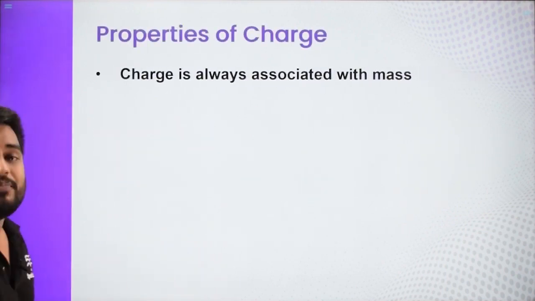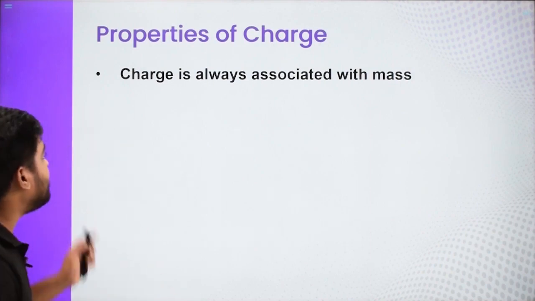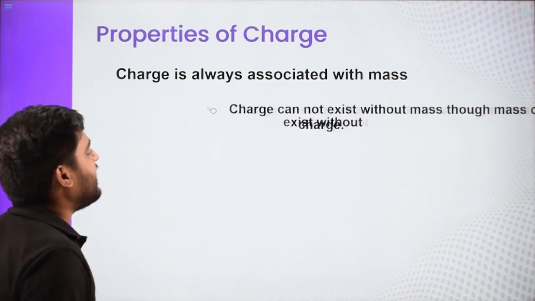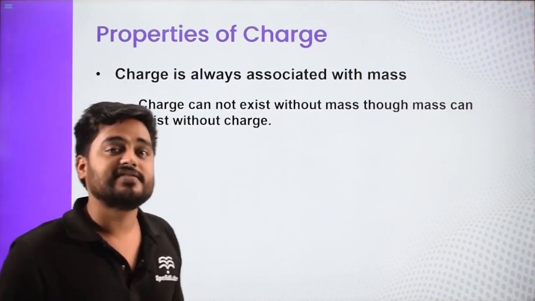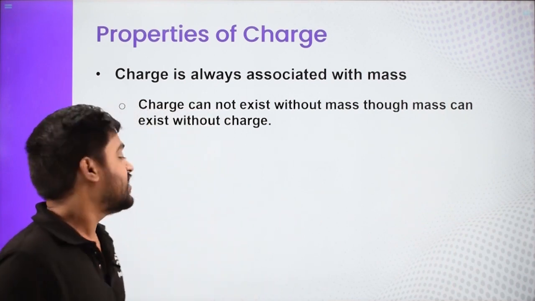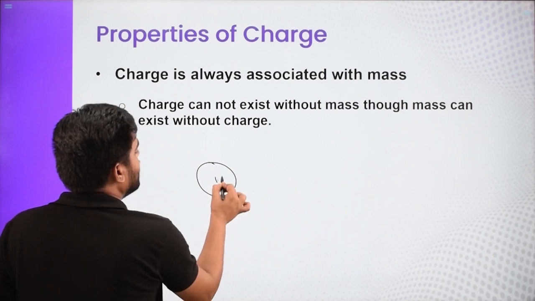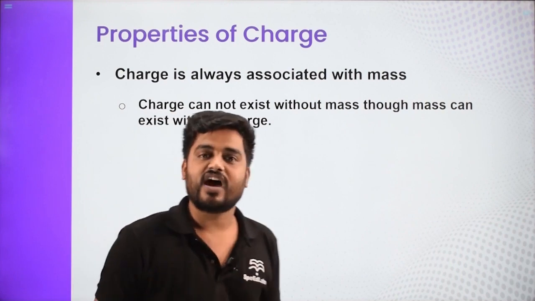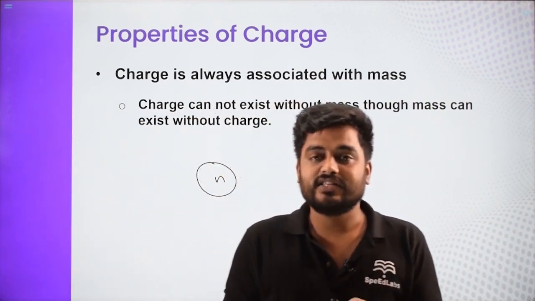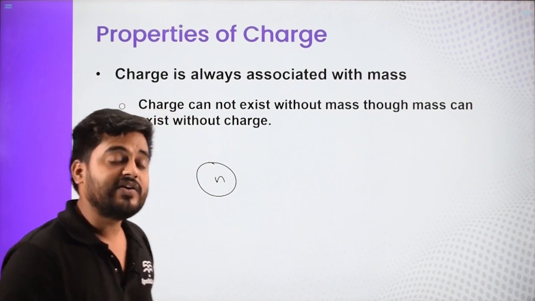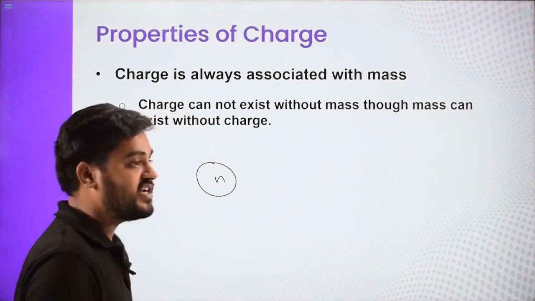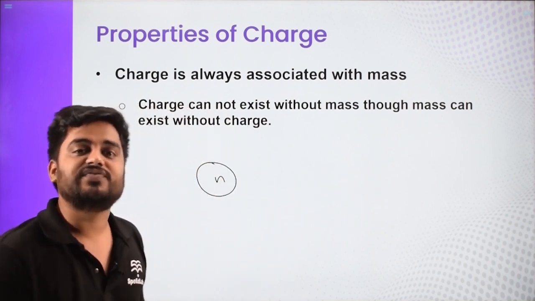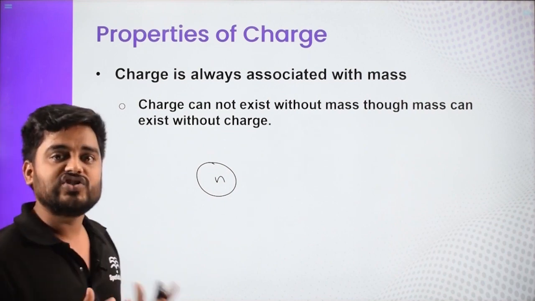Let us discuss the properties of charge. We'll continue. The next property is that charge is always associated with mass. What does that mean? That means that charge cannot exist without mass, but mass can exist without charge. If we talk about neutrons, they are neutral in nature, but they have some mass, right? But any object or fundamental particle which has some charge will definitely have mass. So mass can be neutral or charged, but charge is always with some mass. So we can say that charge alone cannot exist.